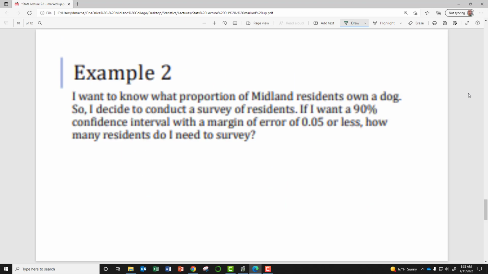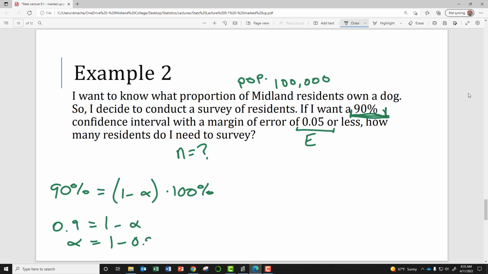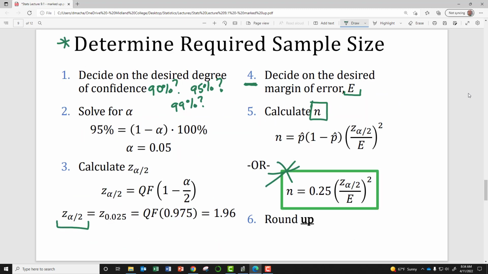Step 2 says I solve for alpha. So I set 90% equal to 1 minus alpha times 100%. Divide both sides by 100%. Gives me 0.9 equals 1 minus alpha. Solve for alpha, and alpha is equal to 1 minus 0.9. So alpha is 0.1. That is step 2 here.